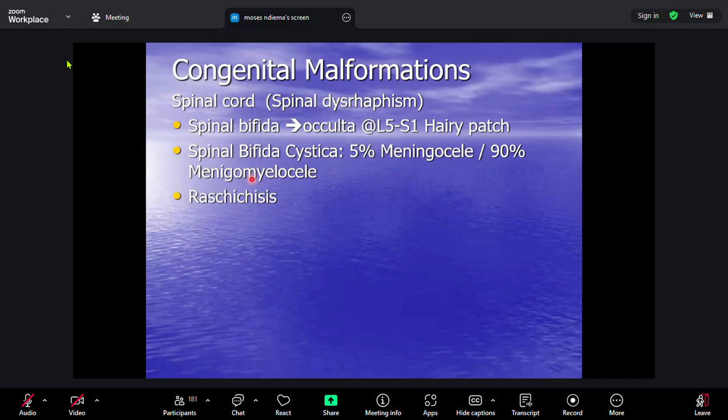Then sometimes we can have a complete failure of fusion of the spinal cord in a very big area. So that we call rachischisis, failure of formation of our neural tube, so that it's completely open at the back. We refer to that as rachischisis. Syringomyelia, where we have a dilatation of our lumen.